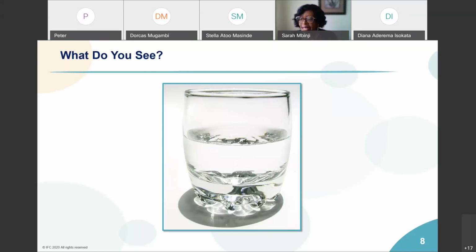So I have put out a picture here and I want to ask this question. What do you see? Please go to the chat box and tell me what you see. And I'll be taking in some responses. And as I wait for your responses, Diana, I'll hand over back to you, and perhaps you can read one or two comments that came in through the chat box as we give our participants an opportunity to say what they see. Diana, over to you.